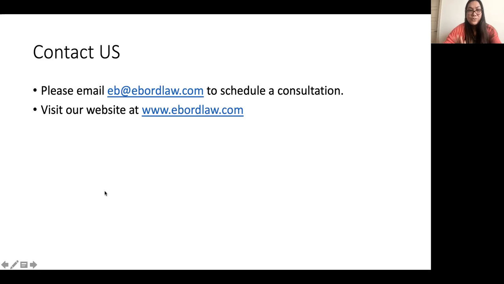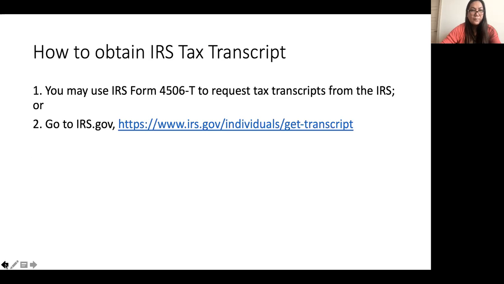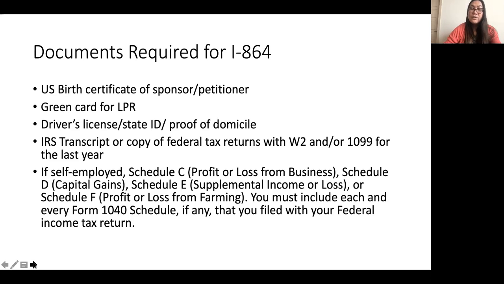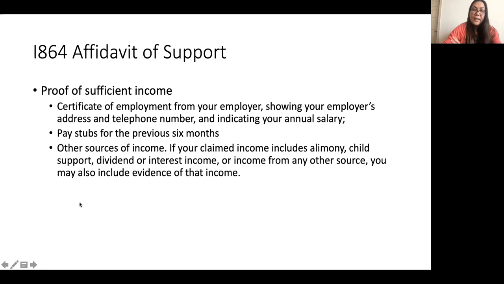Okay, so those are the documents that you need. So let's summarize it. Okay, so first, proof of U.S. citizenship, either birth certificate or U.S. passport or green card, proof of domicile, driver's license or state ID, tax returns with W-2 or tax transcript for the last year, and if self-employed, these forms. And regarding proofs of sufficient income, certificate of employment with this information, pay stubs for the past 6 months, and other sources of income. All right.